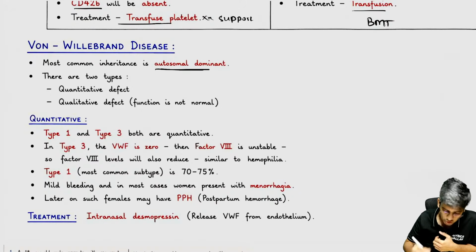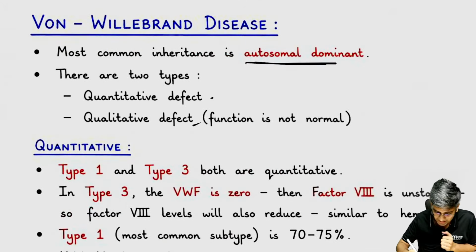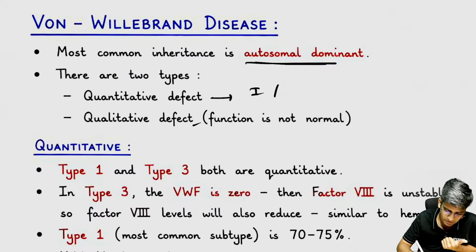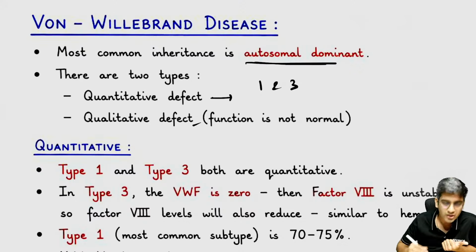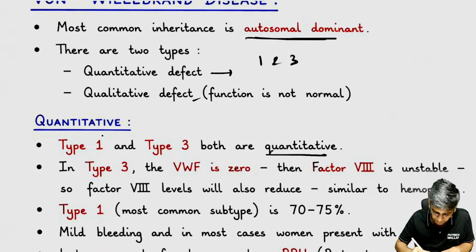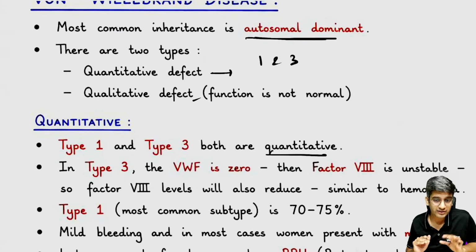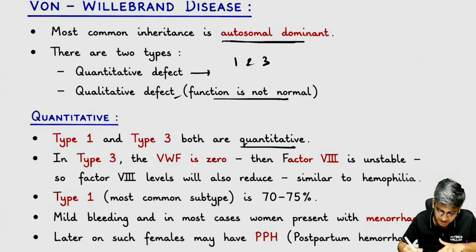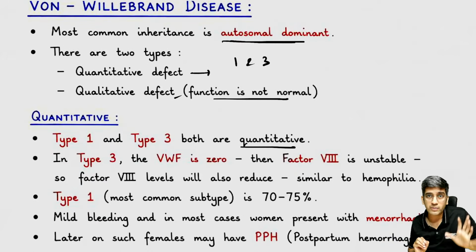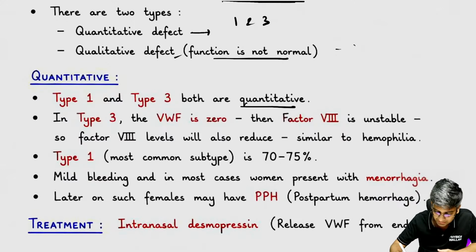Most commonly autosomal dominant, it has two defects, quantitative and qualitative. Okay, quantitative, both von Willebrand type 1 and type 3. These are both quantitative defects. Type 1 is reduced von Willebrand factor. Type 3 is absent von Willebrand factor, right? Qualitative is where function is not normal, but the amount of von Willebrand factor is completely normal. That is type 2. Type 2 is a qualitative defect.